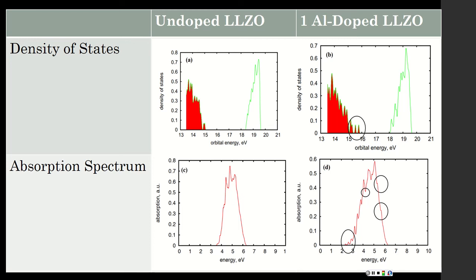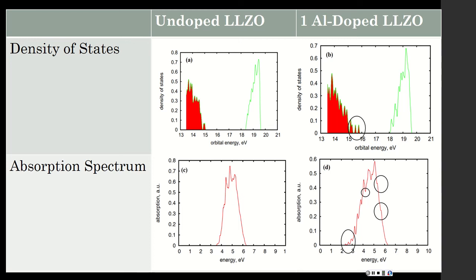And in case of absorption spectrum, we can see in the paper that the absorption spectrum for undoped and 1 aluminium doped structures have almost the same features, except in the 1 aluminium doped structure we can see some unique features here, and here. Those are not present in the undoped structure. So I believe that those have been created due to the aluminium doping.